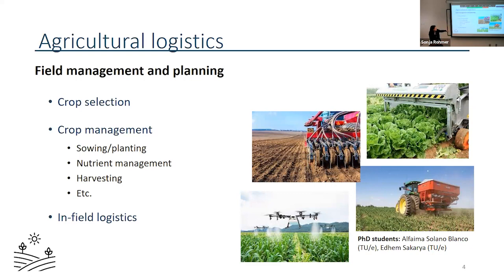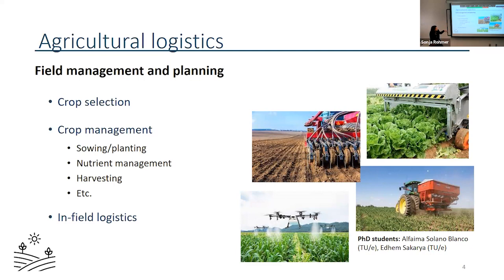Within these types of problems, we can focus on crop selection choices. So what type of crops do I want to plant in my field? We can consider crop management. Those are related to all those operations that we have in the field. And there's a lot of different things we can think of. So there's a few examples. We have, of course, sowing and planting operations. We have nutrient management. What does that mean on a farm? It's basically related to fertilizer and the nutrients that are in the soil.